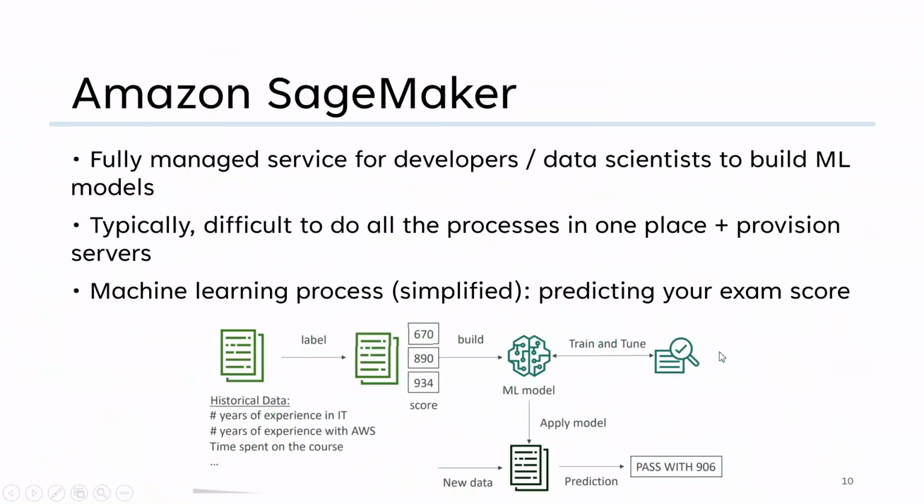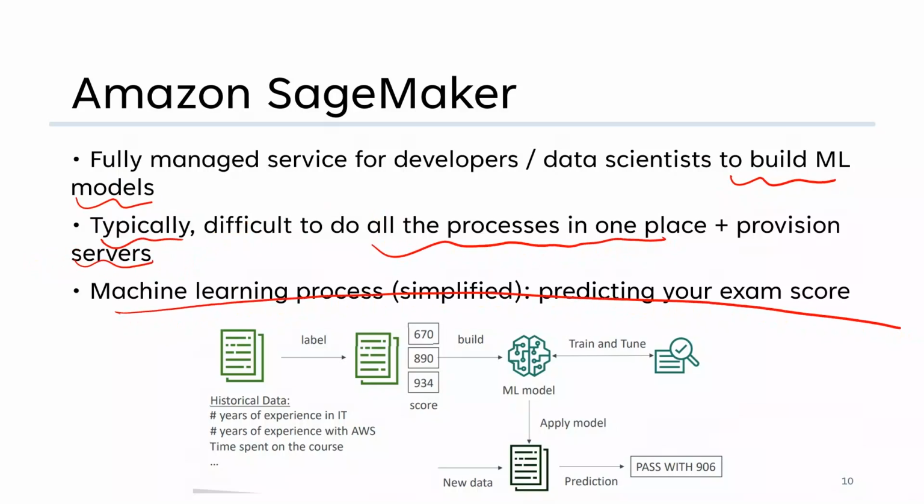So Amazon SageMaker is basically a fully managed service for developers or data scientists or data analysts to build ML models. Typically, it is difficult to do all the processes in one place and provision servers. With SageMaker, the machine learning process is simplified.